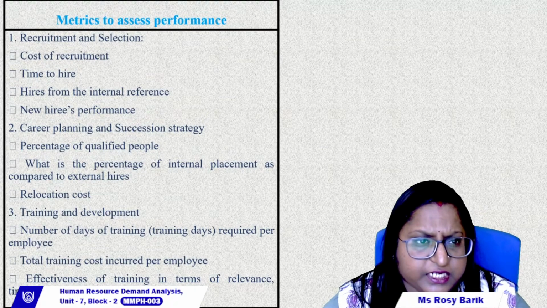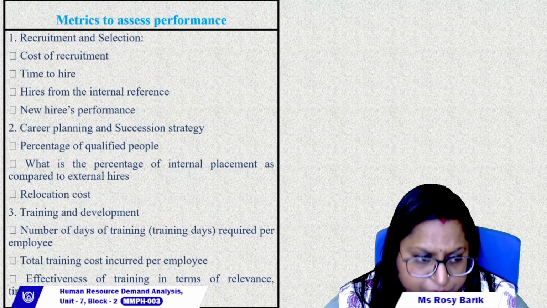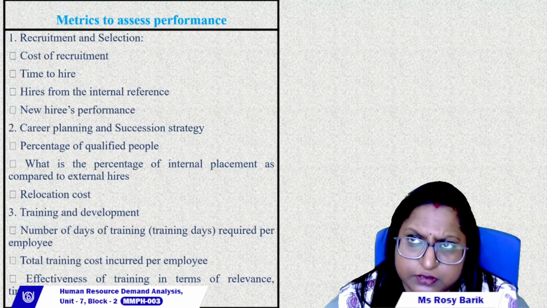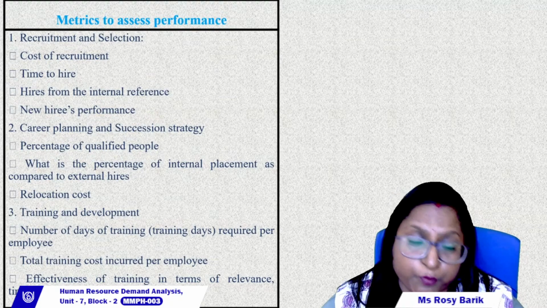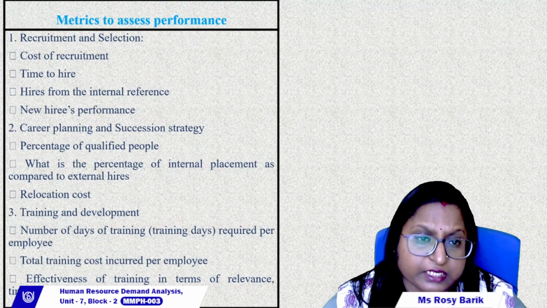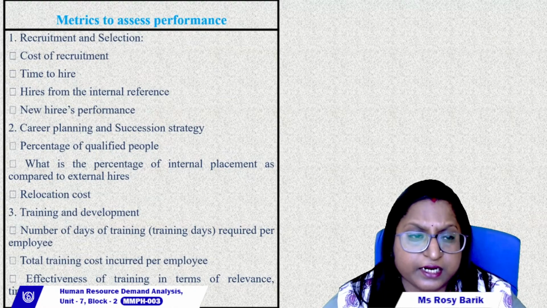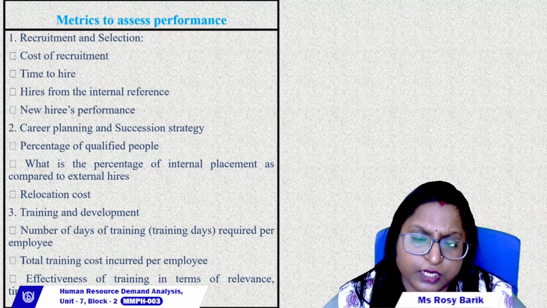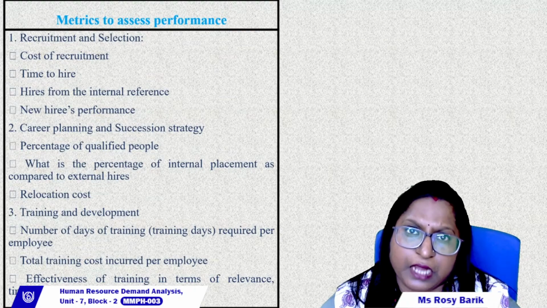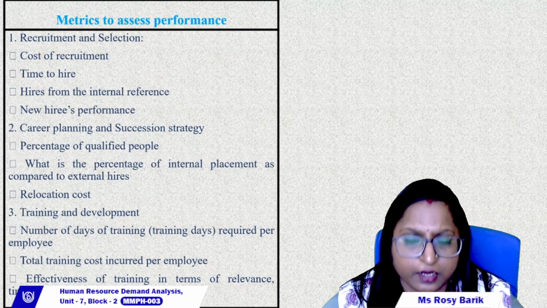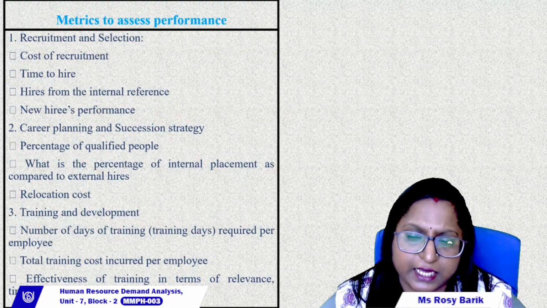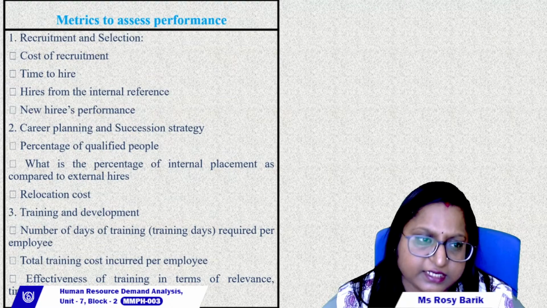The percentage of qualified people means those who are eligible for the organization, and they can be promoted to the next level. And what is the performance of the internal replacement as compared to the external hires? That means the number of people hired based on the internal process, or we can say from references, as compared to the hiring process from outsiders.